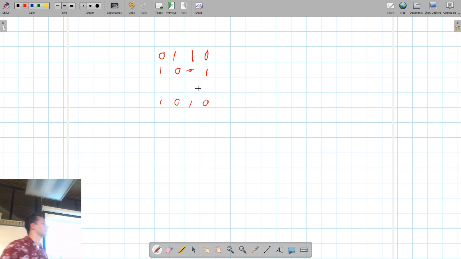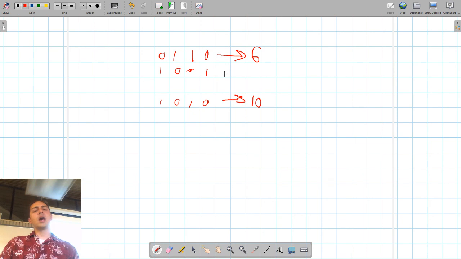These are just binary numbers, right? What is this number in base 10? 0, 1, 1, 0. 6. What is this number in base 10? The 1, 0, 1, 0. It's 10. Which is actually a very convenient mnemonic, by the way. 10, 10 is 10.